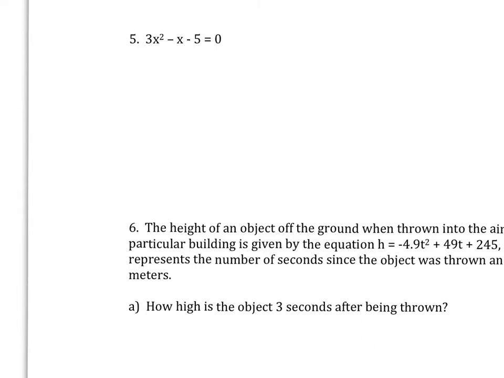So first thing we'll do is divide through by 3 to get x squared minus 1/3 x minus 5/3 is equal to 0. And we'll move the constant term to the other side to get x squared minus 1/3 x is equal to 5/3. So now we have to take half this x coefficient, square it, and add that to both sides.